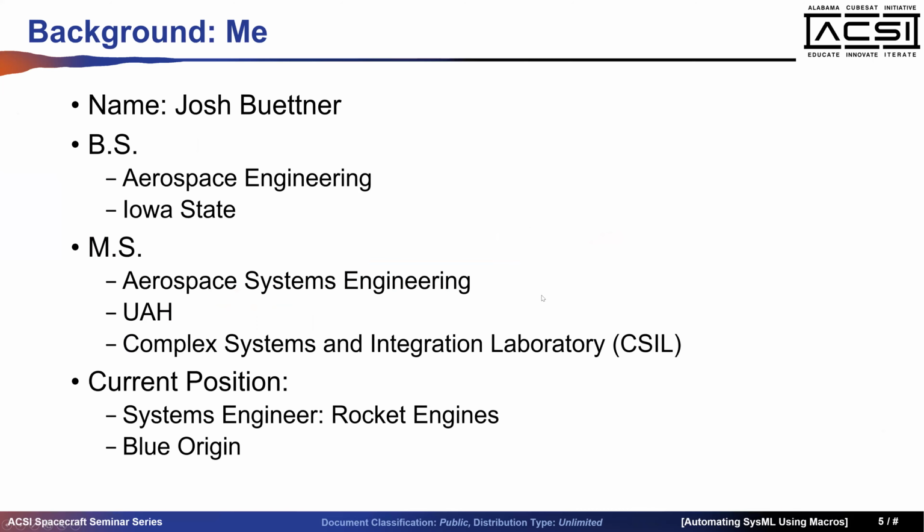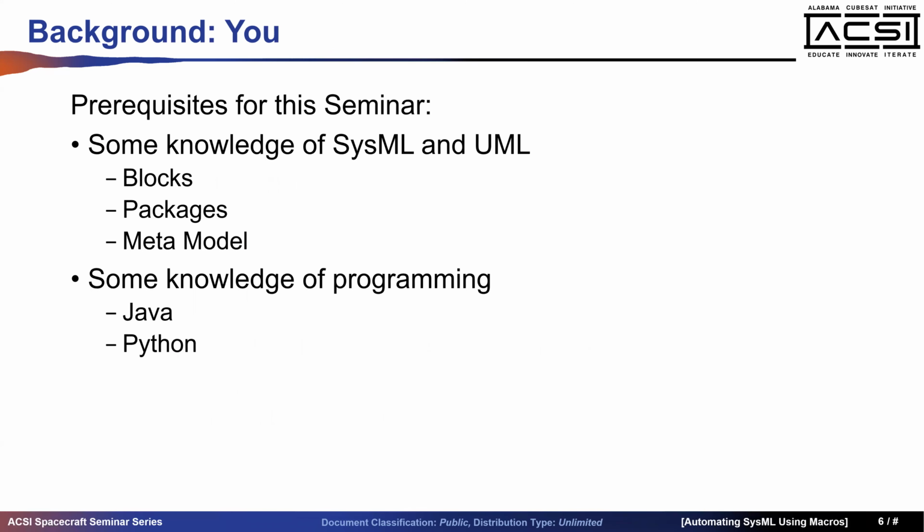So a little bit of background. First, my name is Josh Buettner. I got my aerospace engineering bachelor's degree at Iowa State, and I'm just finishing up my master's degree in aerospace systems engineering at UAH. I currently am working at the Complex Systems and Integration Laboratory, or CSIL, at UAH, but that's about to change as I will be starting a new position at Blue Origin as a systems engineer this coming week.